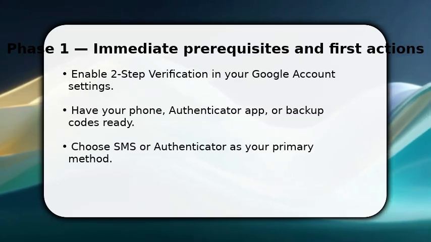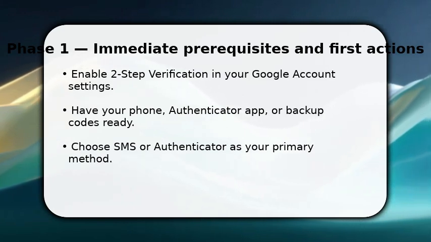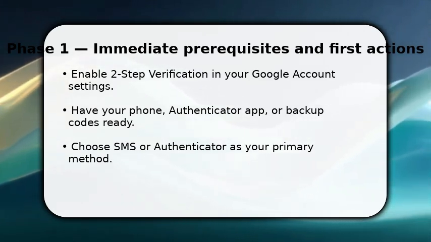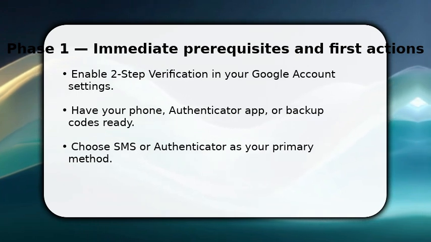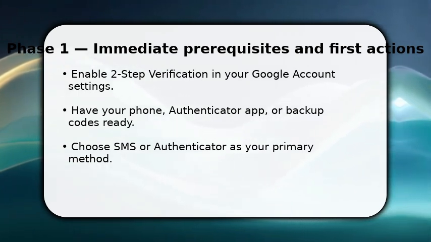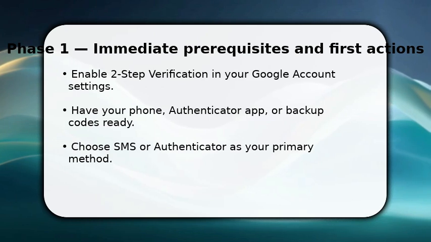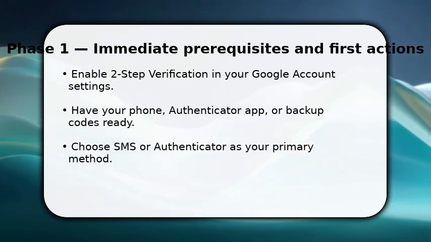You start by opening accounts.google.com and navigating to security, then two-step verification. You pick a method, SMS or an authenticator app, and register your phone immediately. This ties a code generator to your account.